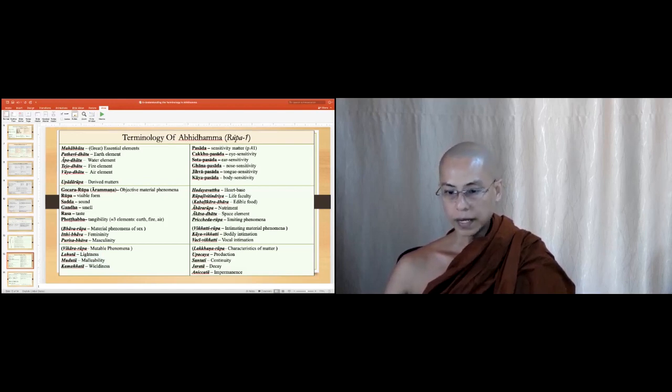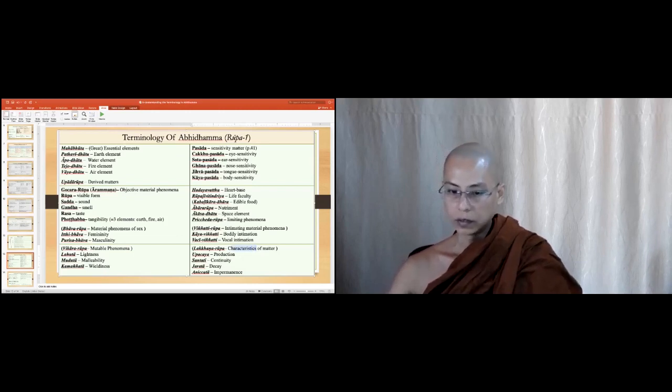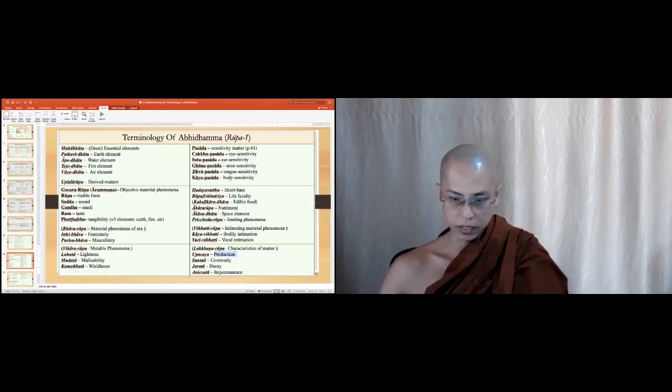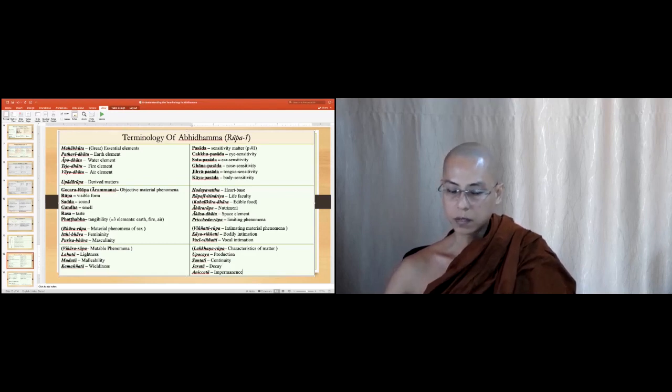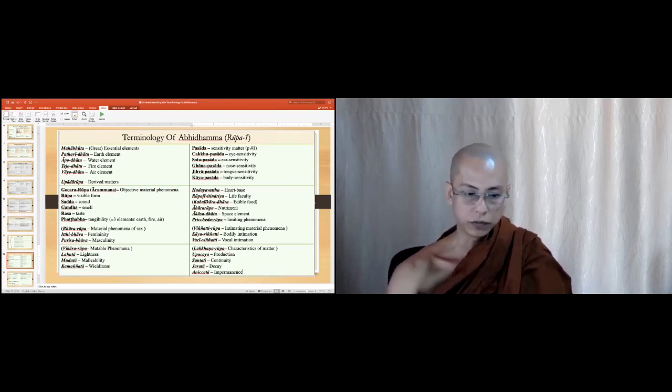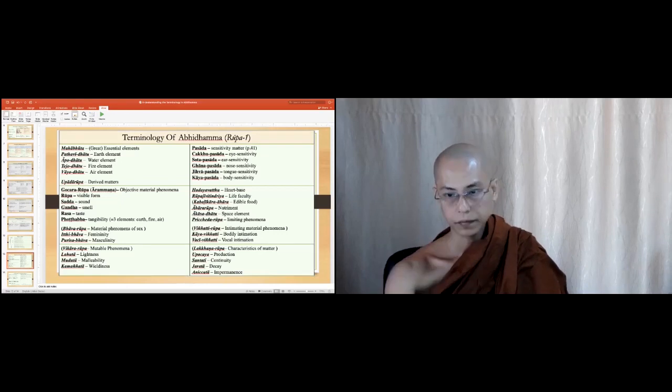Then Lakkhana Rupa, Lakkhana is called the characteristic. So the characteristics of matter are called the Lakkhana Rupa. These are Upachaya, Santati, Jarata, and Anichata. Upachaya, the moment of production, the first moment, past production. Then Santati, continuity, and Jarata here, decay. Anichata, impermanence. So impermanence is disappearance. The last moment of the materiality is called anicca.